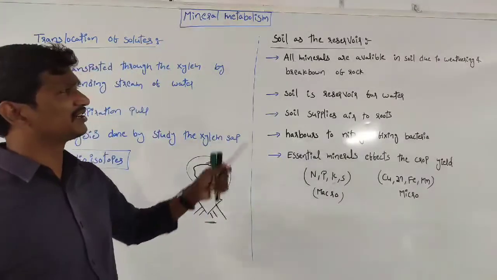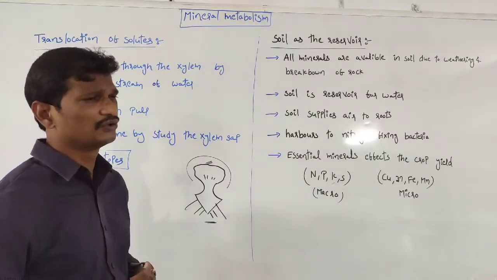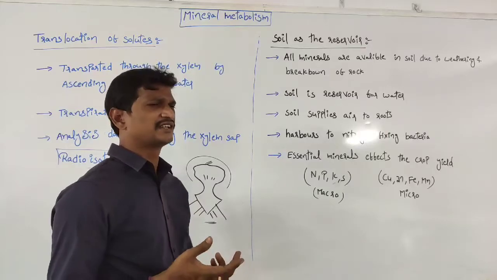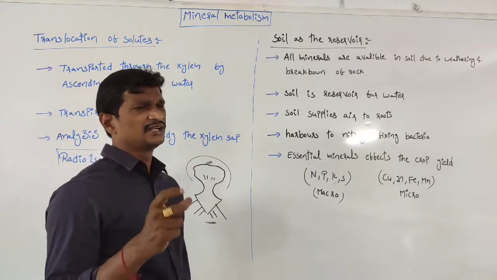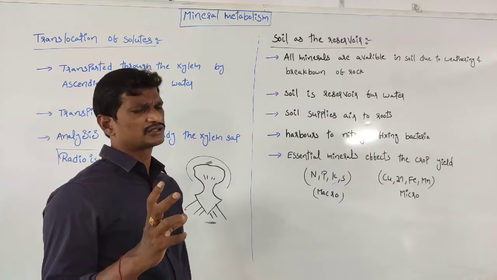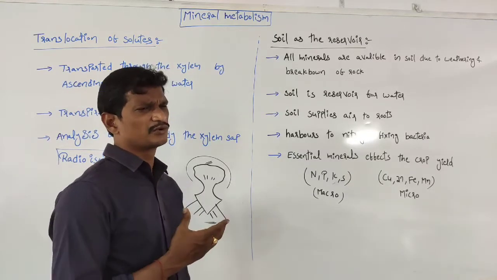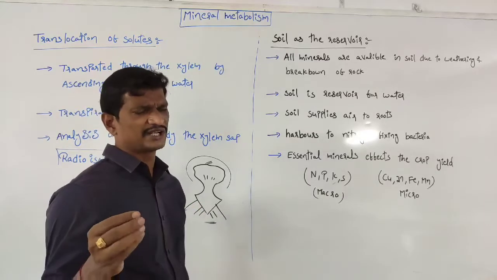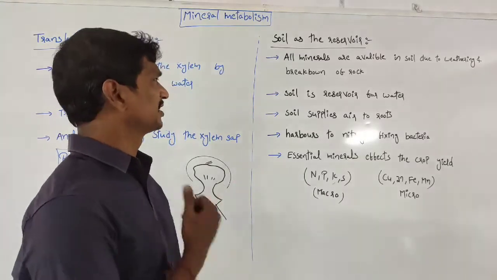Here, all minerals are available within the soil. Due to the weathering process, we know that the large rocks, by the climatic effect and some microorganism effects, are converted into small rocks. The weathering process also supports soil formation. So the huge rocks are finally converted into powder-like structures. That powder contains the minerals, right?